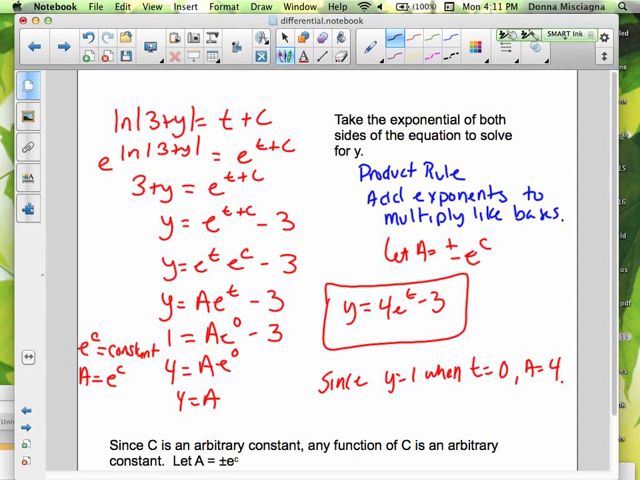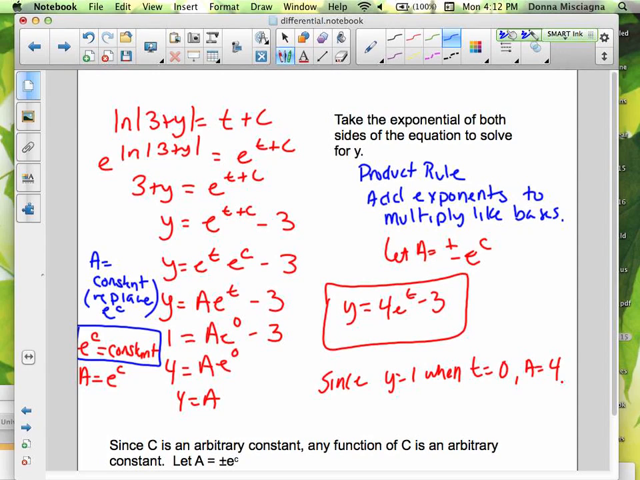I'm going to put a box around it. Which means it's gone. No, it's not gone, but I can represent it with any letter I like. I don't have to keep it e to the c, right? Because in the end, it's all going to depend on what c is. This could be any constant at all. So I'm going to replace e to the c with a. A here is just a constant, and it's replacing e to the c, which is also a constant.